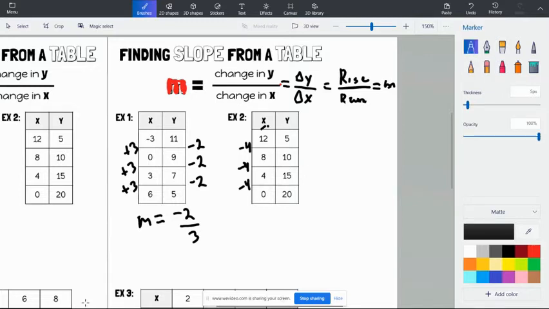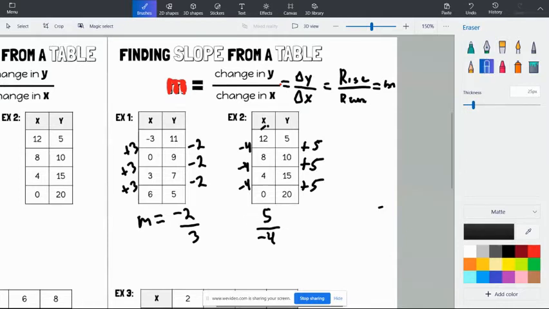Our y values, 5 to 10, +5. 10 to 15, +5. 15 to 20, +5. The exact same thing as the last one. We put our change in y, which is +5. Let's put m equals right here. 5, +5 over -4. M equals this whole thing.